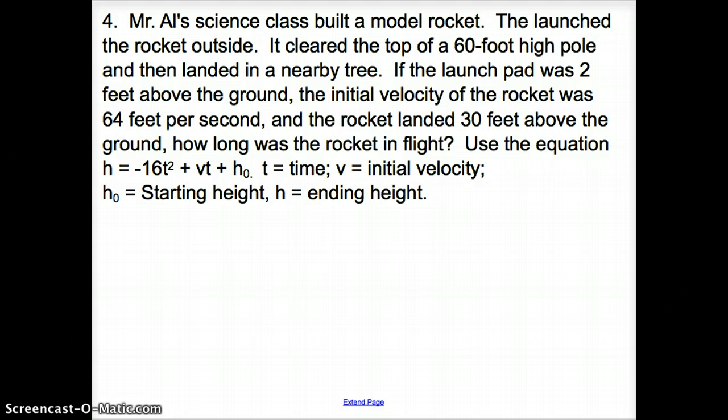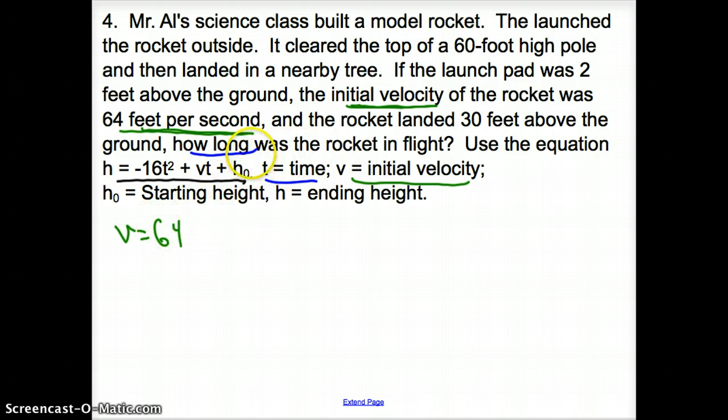So let's go ahead and use our equation that we're given right here. Let's find all the missing pieces to it. So t, time, what is my time? Do I know my time? No, I do not know my time because how long was the rocket in flight? We are actually looking for time. All right, well, that's fair. How about initial velocity? What was it at takeoff? Well, it says that the initial velocity of the rocket was 64 feet per second. So v is now 64.